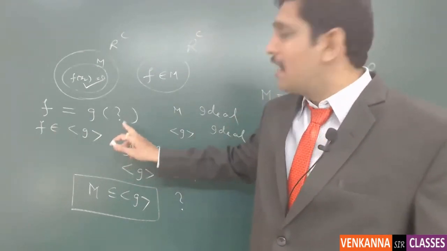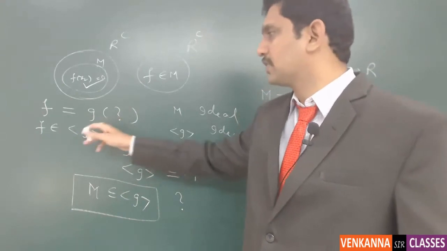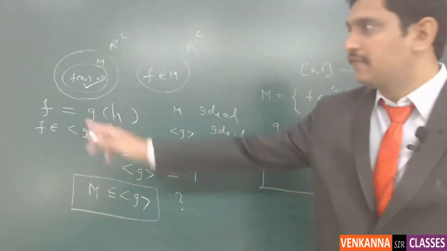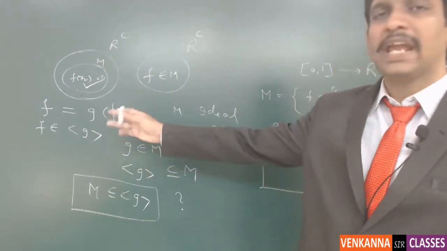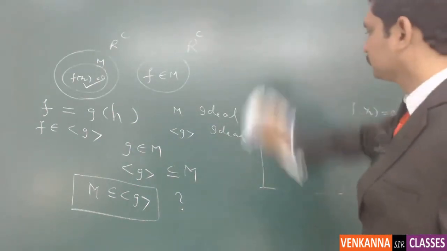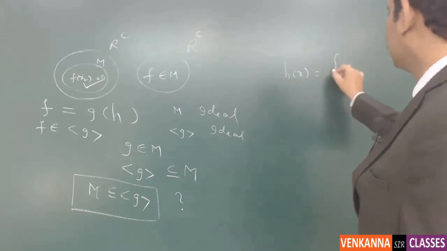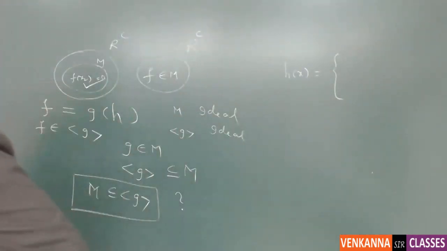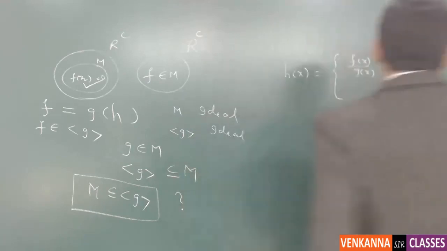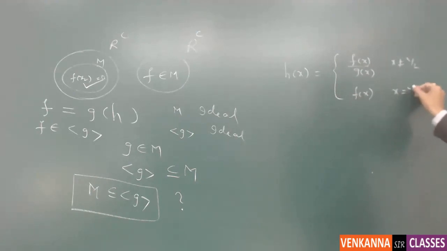So you have to build a continuous function such that f can be represented as product of this. So here, let us give a name for it. Let us say f is equal to g into h. So what this h will be? Now here, I am going to define the function as h of x is equal to f of x divided by g of x if x is not equal to half, and f of x if x equal to half.